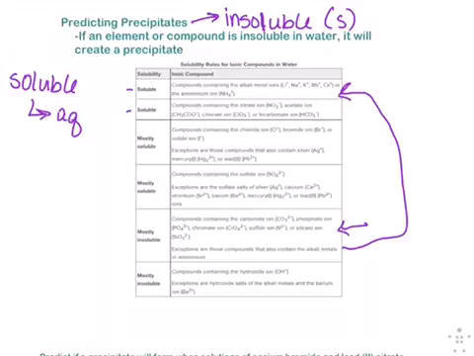Compounds containing the hydroxide ion are mostly insoluble. However, the exceptions are hydroxide salts of the alkali metals and the barium ion. So like I said, you will be provided with this chart, so don't panic. You'll just have to, by process of elimination, go through all of these rules to figure out if your product will produce a solid precipitate. Did you have a question, Marta?